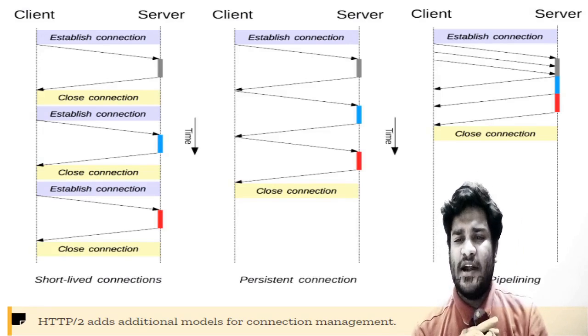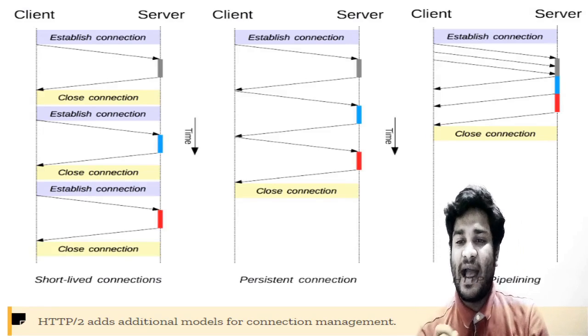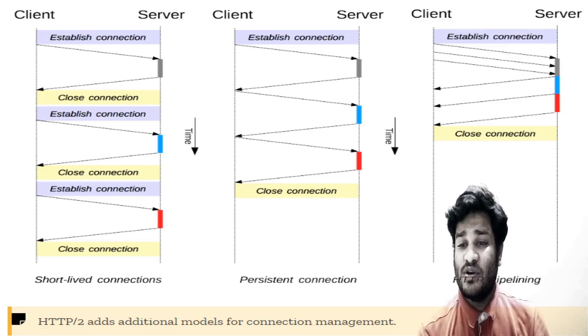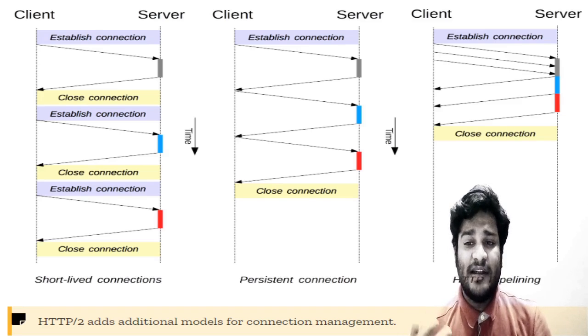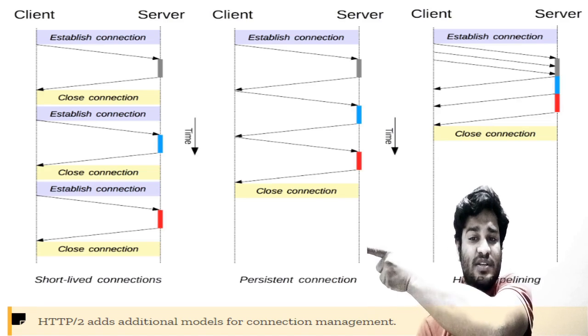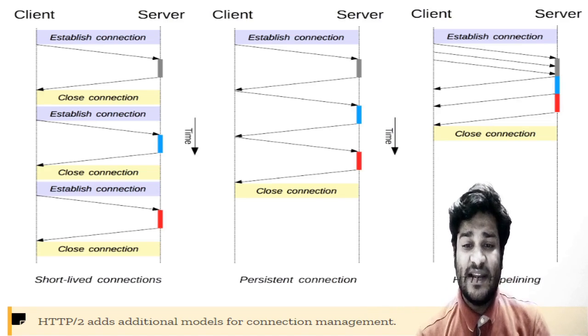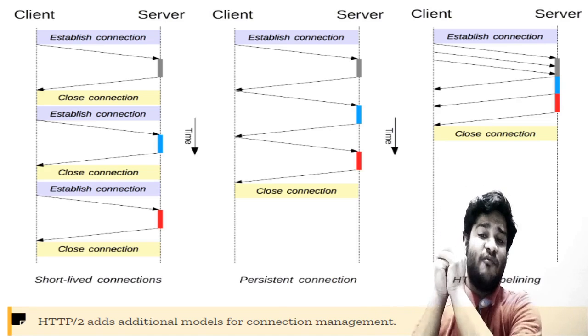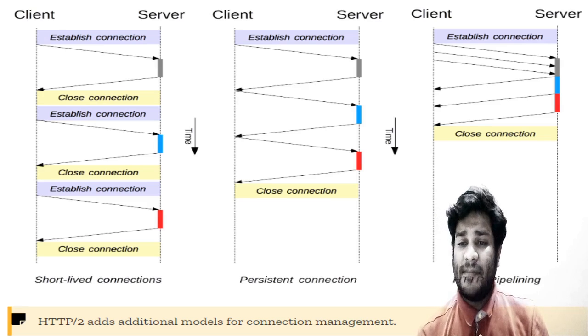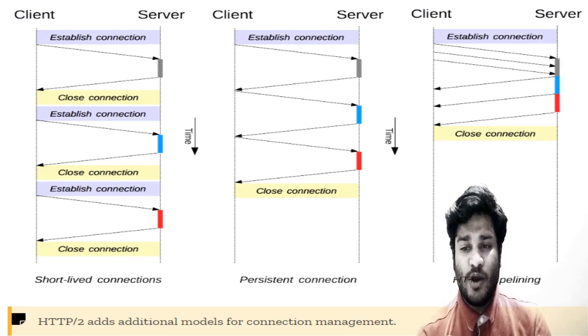HTTP started evolving in 1989 by Tim Berners-Lee's team at CERN, and they started preparing HTTP, and the version was HTTP 1. At that time, HTTP had short-lived connections. You can see at the corner of this image we have short-lived connection, and then we have persistent connection, and behind me we have HTTP pipeline. Persistent connection and HTTP pipeline started emerging in HTTP 1.1.